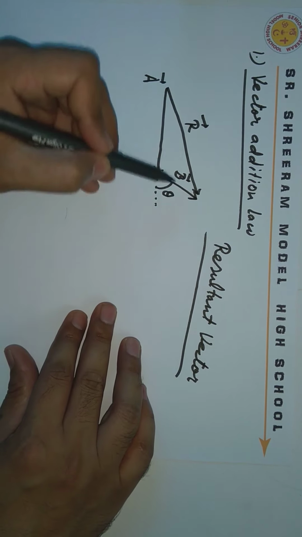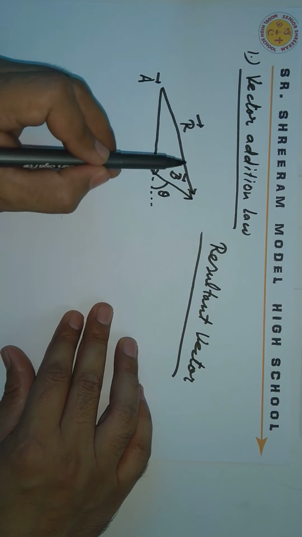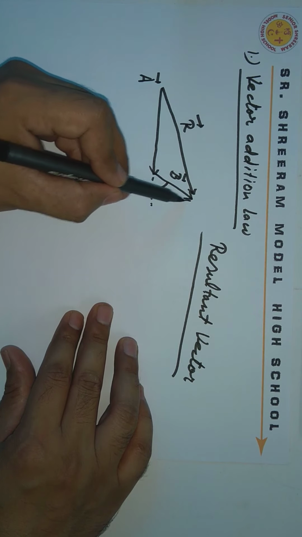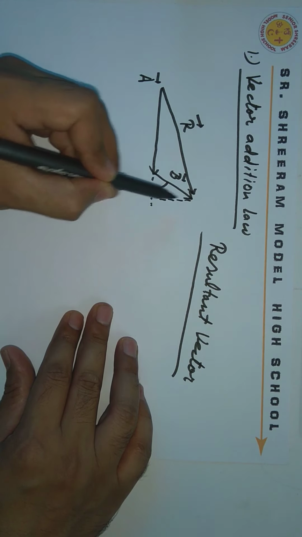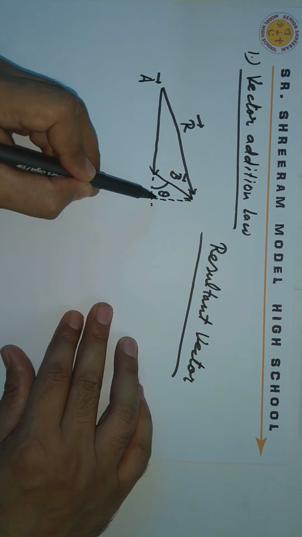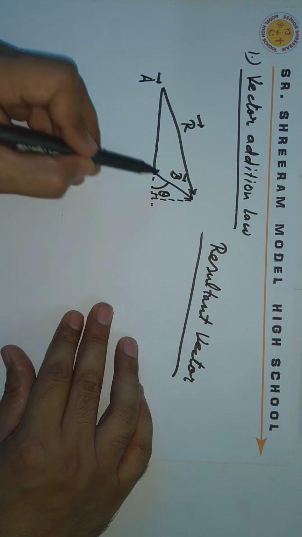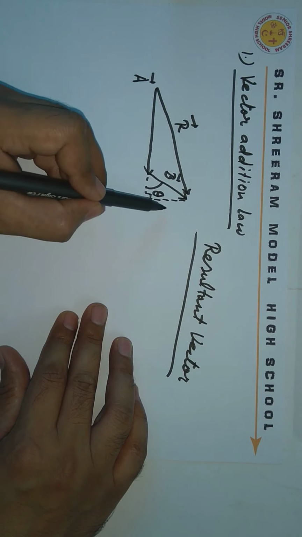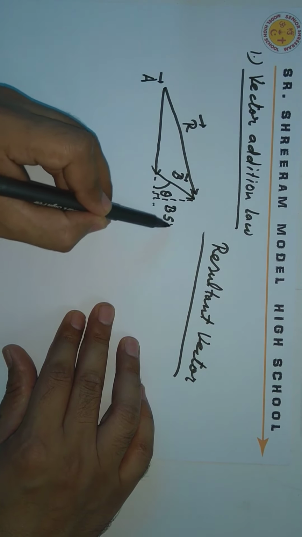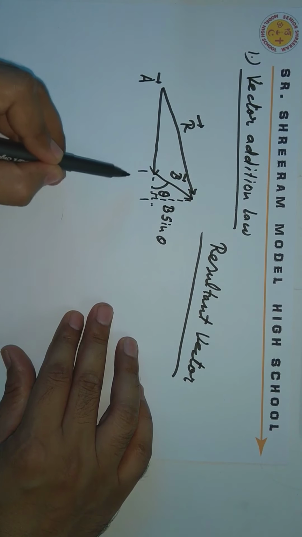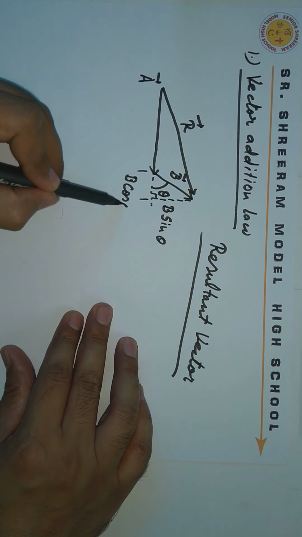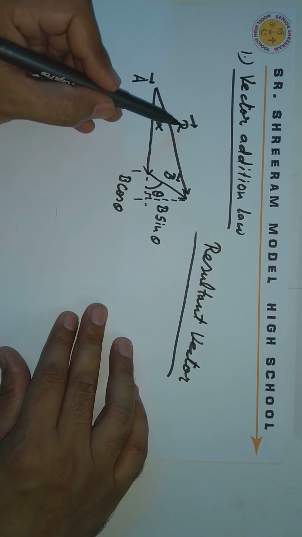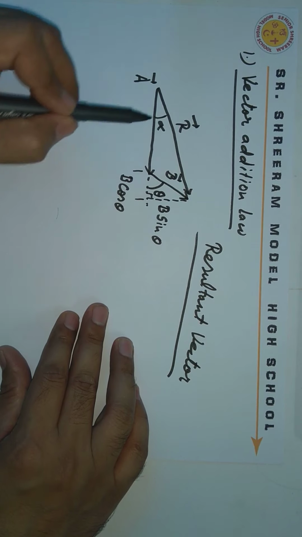To find it, I will use basic geometry and Pythagoras theorem. So I drop a perpendicular from the head of vector B. Now I am taking the component of vector B. So this part becomes B sine theta, and this particular part becomes B cos theta. This is angle alpha, the angle made by the resultant vector with a vector.